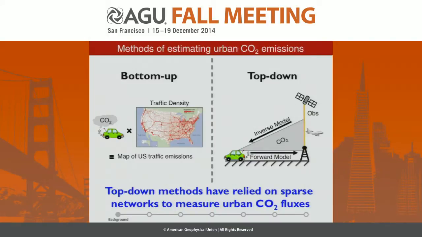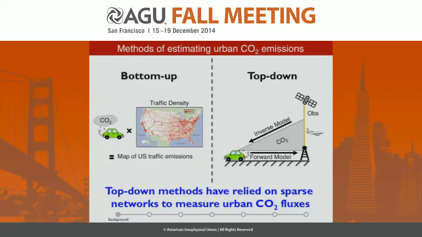So there's a couple ways we can estimate urban CO2 fluxes. On the left, I'm showing what's known as the bottom-up approach, where you take emission factors like the CO2 per car and activity data like the traffic density, and the product of these gives you a map of US traffic emissions. So these bottom-up estimates relate the CO2 emissions to the underlying physical processes. However, they can be subject to substantial uncertainties.